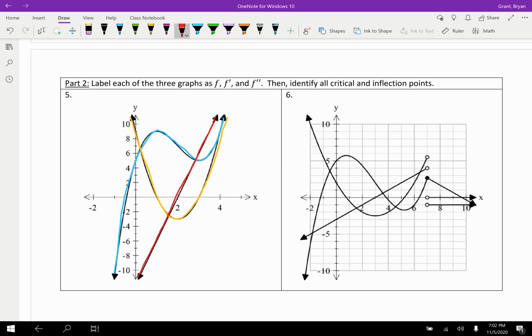And then once you've decided which graph is f, let's go ahead and look at all the critical and inflection points. Either way, take about 30 seconds, look at those 3, and see if you can convince yourself as to which one is which. I'll wait.